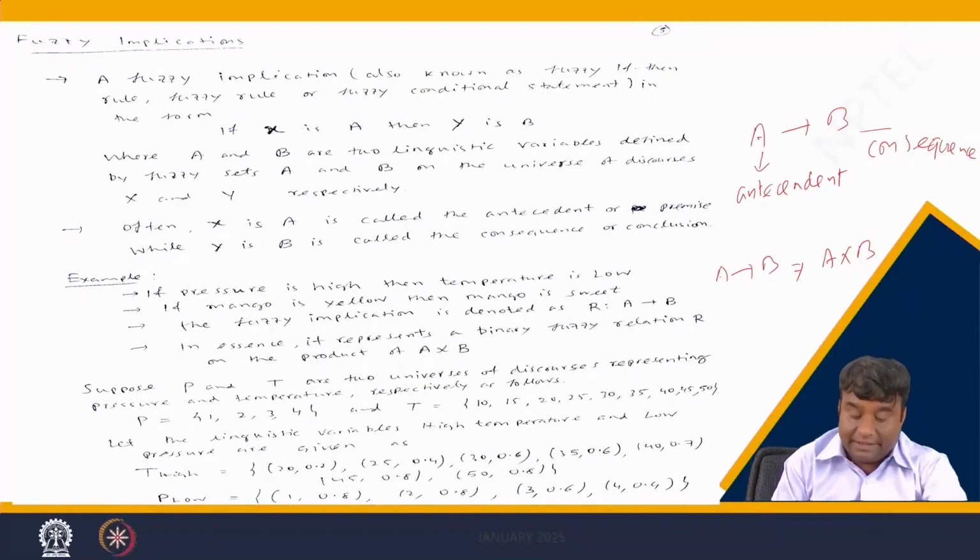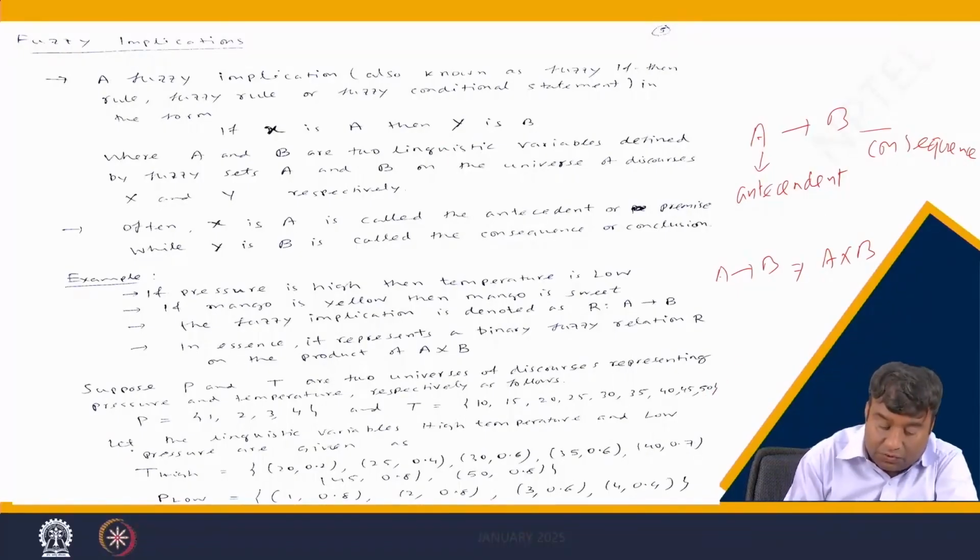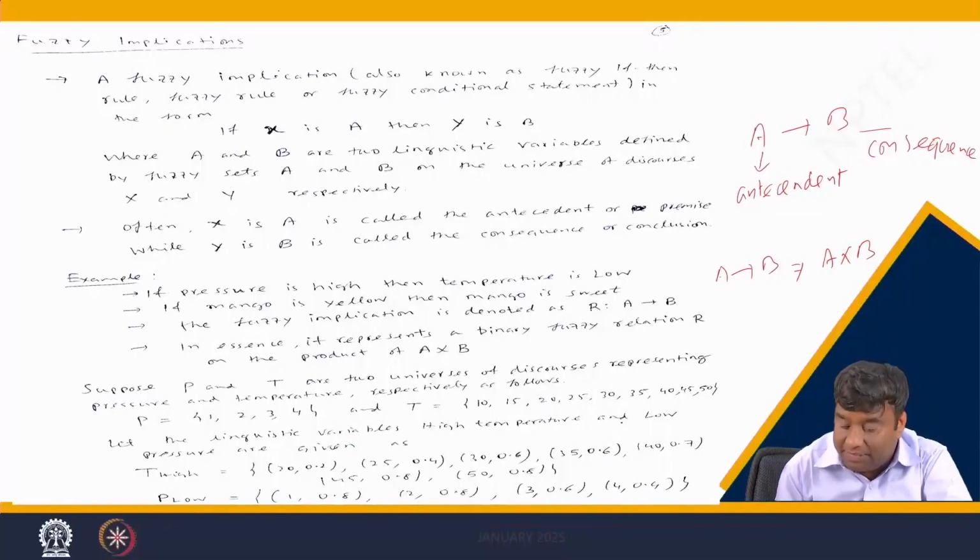So P and T are two universes of discourse representing pressure and temperature respectively, as follows. For pressure: 1, 2, 3, 4. For temperature: 10, 15, 20, 25, 30, 35, 40, 45, 50, where the unit is degree centigrade. The linguistic variable is high temperature. As temperature increases, the membership value increases. So that is 0.2, 0.4, 0.6 for 30, 35, then 0.6 for 40, 0.7 for 45, 0.8 for 50, 0.8.